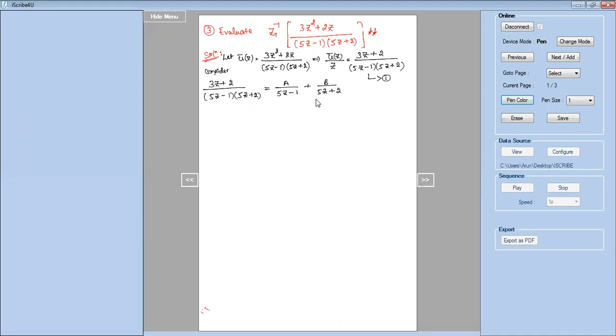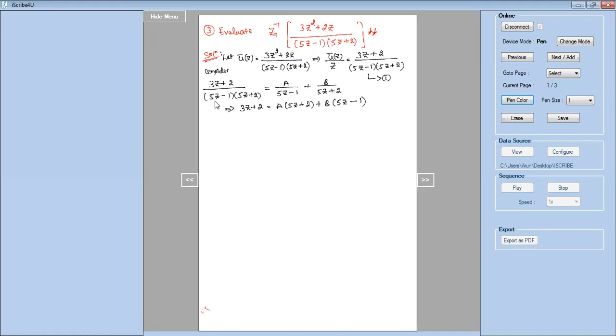Now again the same, take LCM and equate the numerators. So this implies 3z + 2 equals the right hand side: (5z - 1) gets cancelled, so if you cross multiply, you get A into (5z + 2), plus B. Here (5z + 2) will go, so it is B into (5z - 1). Now I want to find the values of A and B by putting values for z.